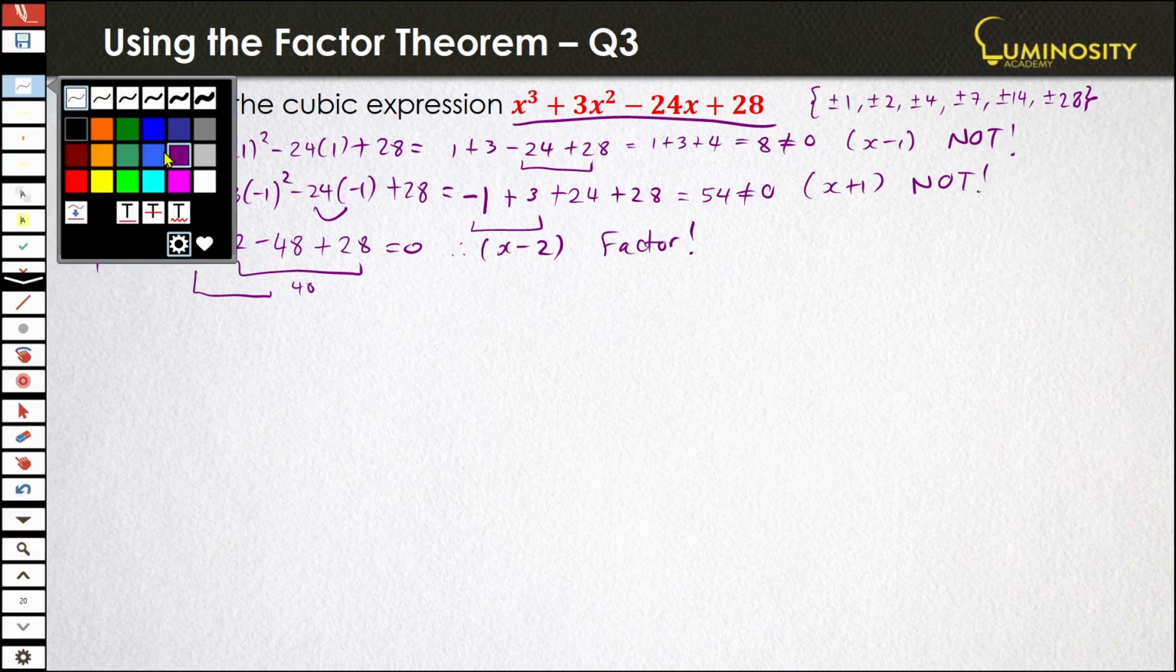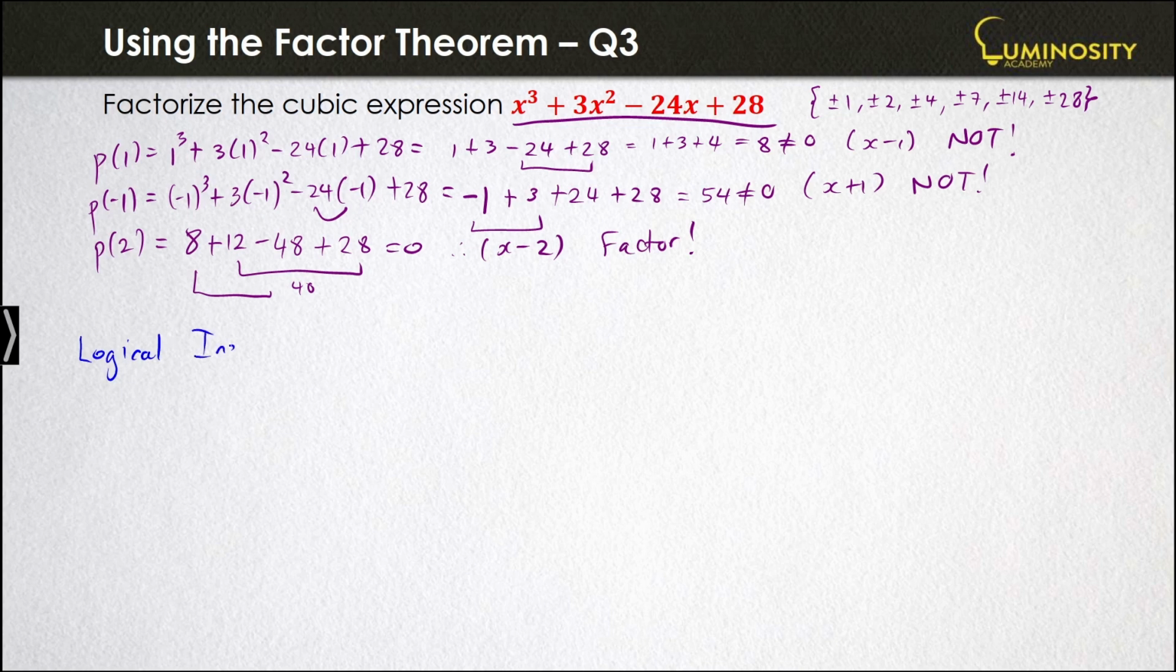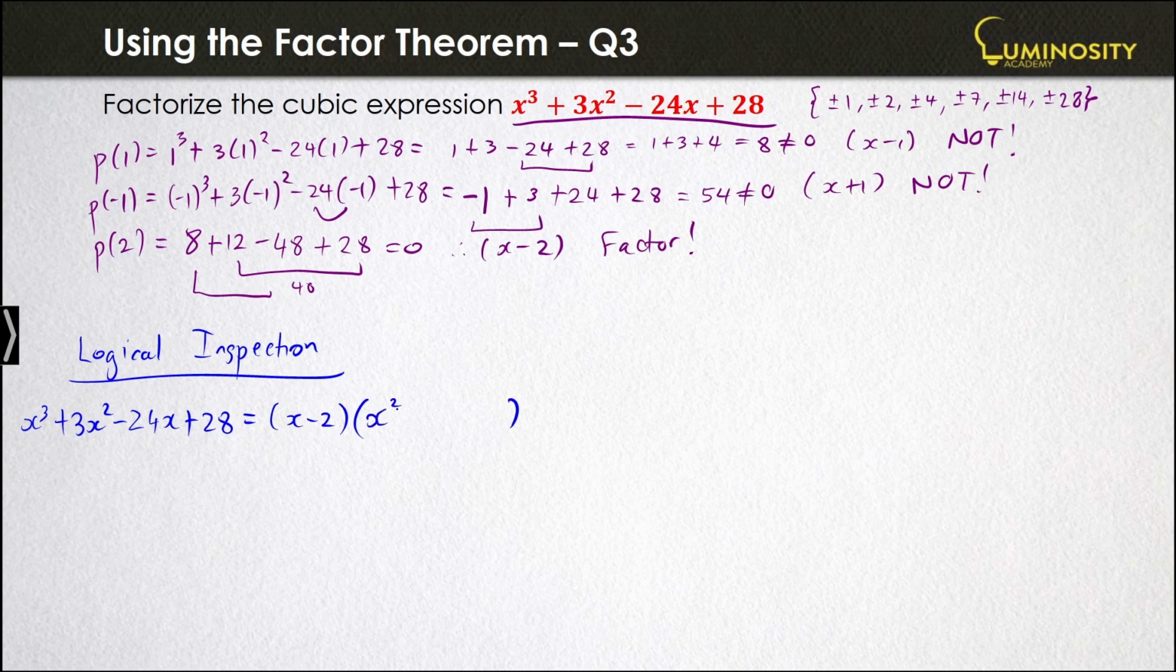Okay, so first let's go through logical inspection. With logical inspection, x cubed plus 3x squared minus 24x plus 28 must factor into x minus 2 times some quadratic expression. What's that quadratic expression? In order to get the x cubed, I need an x squared term. In order to get that positive 28, I need negative 2 times negative 14. So I just need this bx term in the middle.